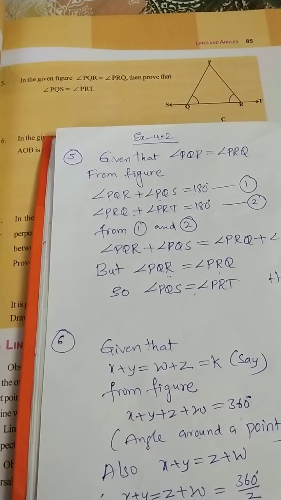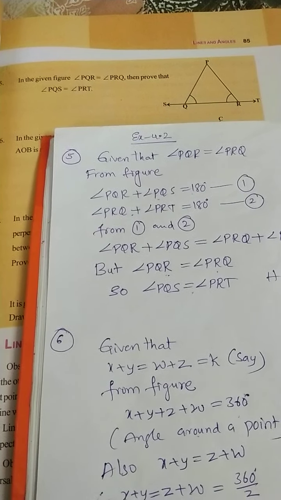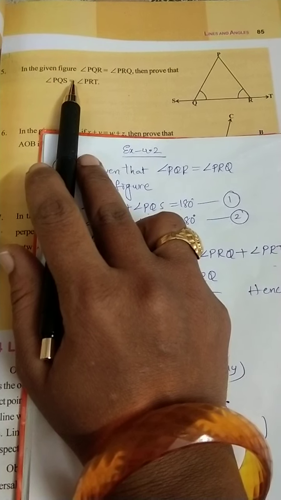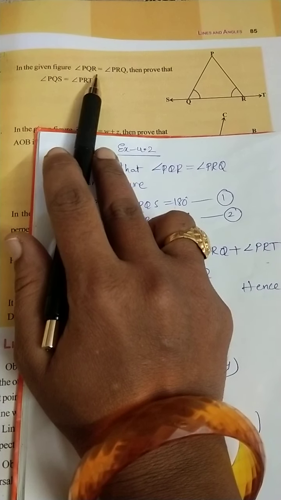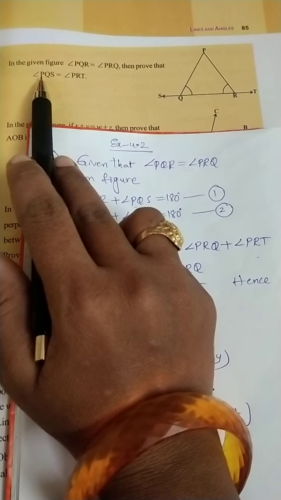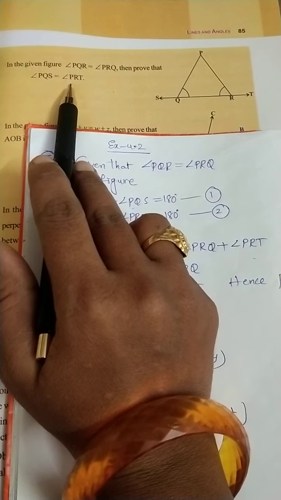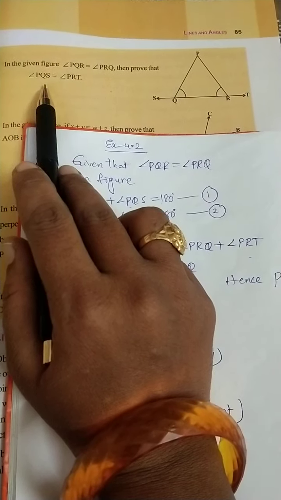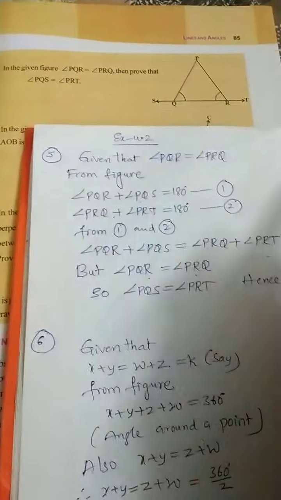In this video, I am going to explain the fifth question. See here, given figure, angle PQR is equal to angle PRQ. Then prove that angle PQS is equal to angle PRT. From this figure we need to find out that angle PQS is equal to angle PRT.